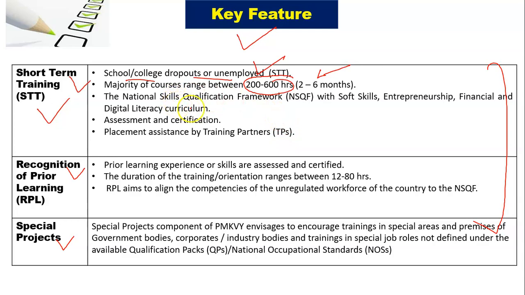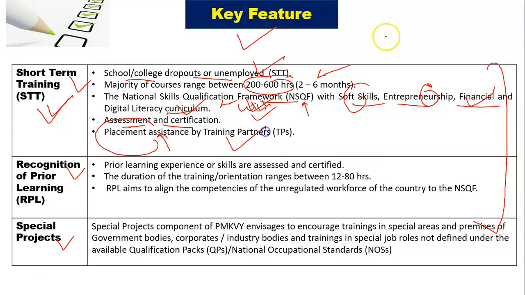Major courses range between 200 to 600 hours, or 2 to 6 months. And the National Skill Qualification Framework, with soft skills, entrepreneurship, financial and digital literacy, will play an important role in this short-term training program. They are also doing assessment and certification, and they are also helping the person with placement assistance by the training partners. So they are covering everything in the short term.